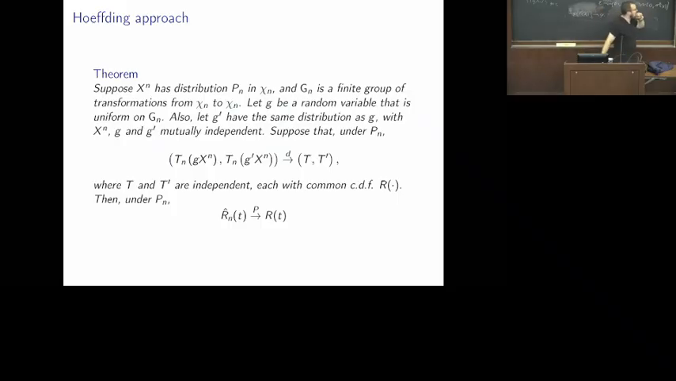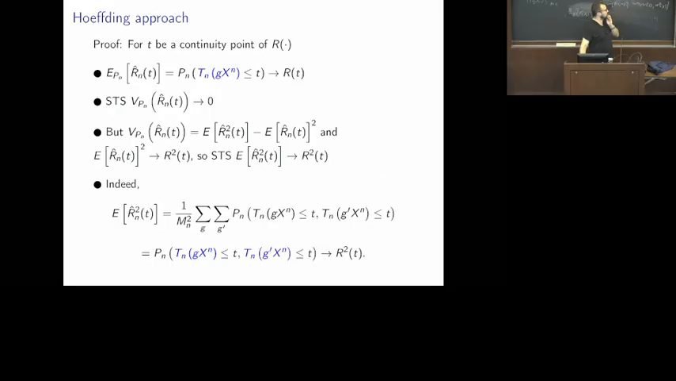So as we said, that's our Hoeffding condition. Two permuted test statistics, where all the g's and the x are random, converge to two independent test statistics, each having the same marginal. That's enough for convergence in probability of your empirical distribution function. I won't go through the proof in detail. I just want to mention that it's easy.